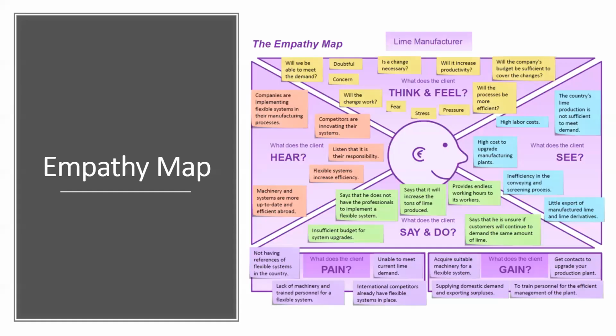Okay, now we got the empathy map. I'm going to tell some for the line manufacturers. What do they feel? What do they think? They feel pressure. They feel fear, fear if the process will be more efficient using a manufacturing system. They see a high labor cost. What they say or do: they provide endless working hours to workers. They also see an efficient budget for the system upgrades.